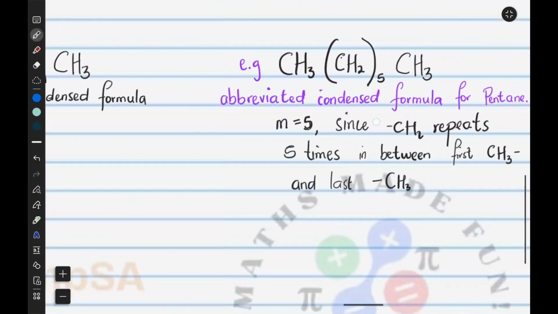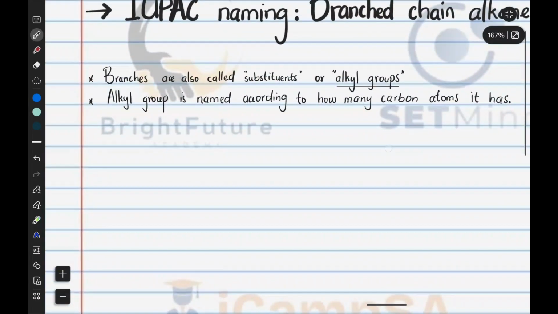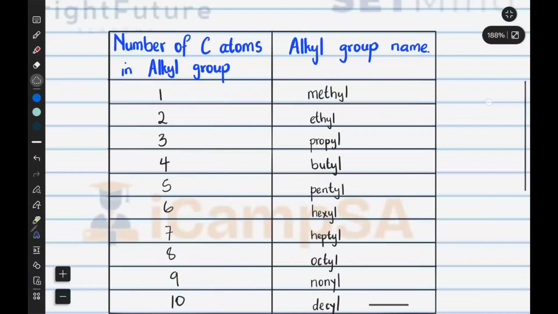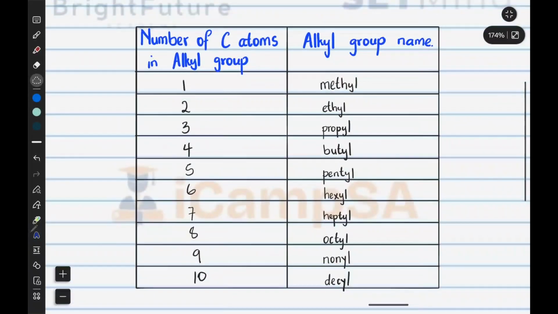So let me come here and show you. Check our table here. In this table we have the number of carbon atoms from 1 to 10, same as the table where we were giving names for the stem names. If that particular branch has 1 carbon atom, we would call that a methyl substituent, a methyl alkyl group, or a methyl branch. If it has 2, it would be ethyl. If it has 3, propyl, and so on until decyl.